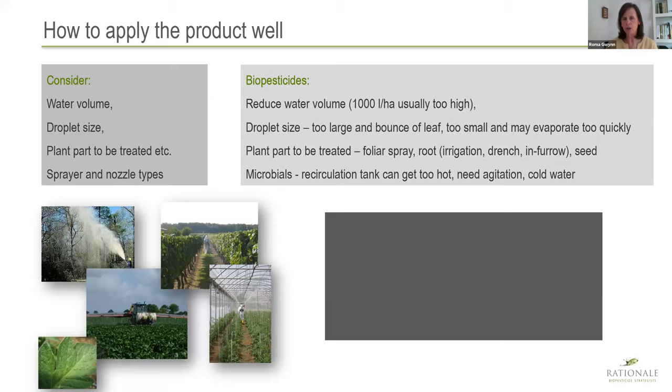And also some microorganisms need water around them to germinate. So you might actually want a slightly bigger droplet for those. But that doesn't mean you put on more water. It means you manage your droplet size. Need to think about the part of the plant that is treated.